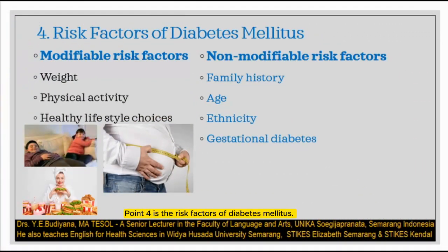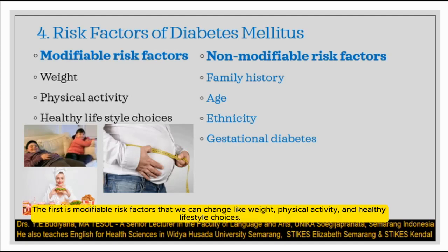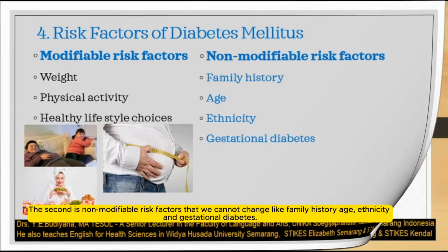Point 4 is the risk factors of diabetes mellitus. There are 2 risk factors of diabetes mellitus. The first is modifiable risk factors that we can change like weight, physical activity, and healthy lifestyle choices. The second is non-modifiable risk factors that we cannot change like family history, age, ethnicity, and gestational diabetes.